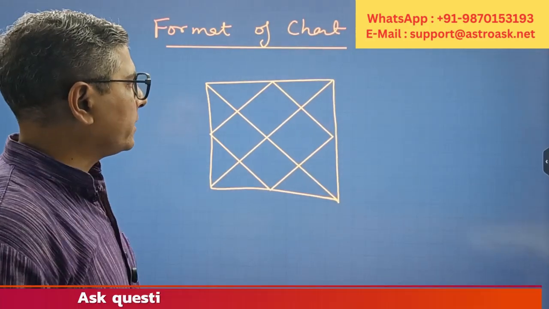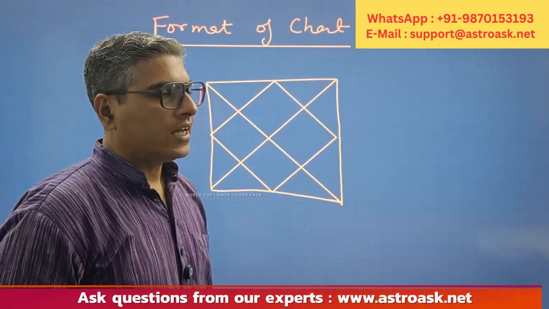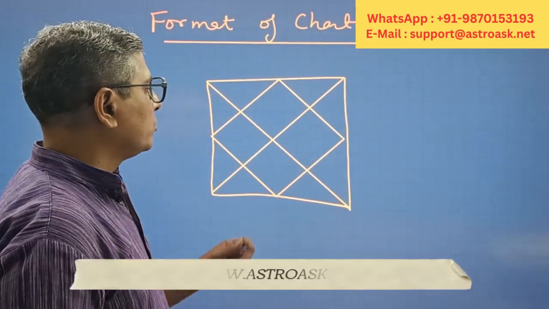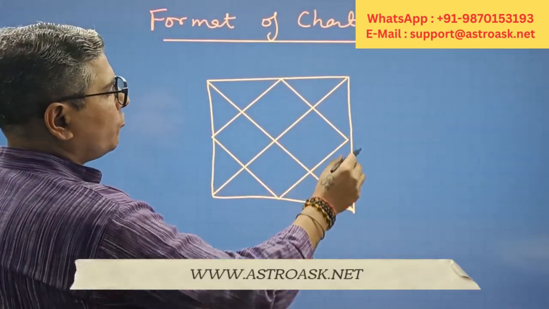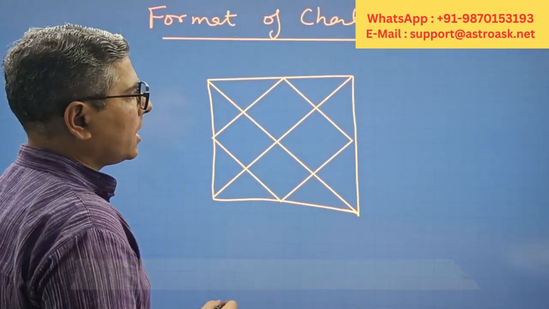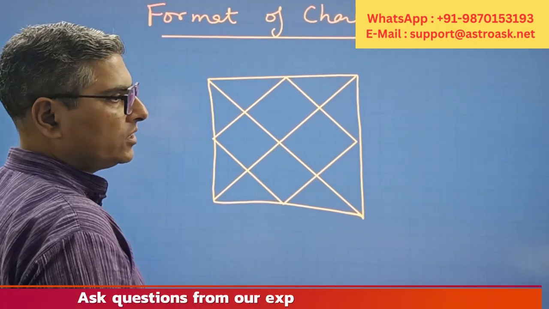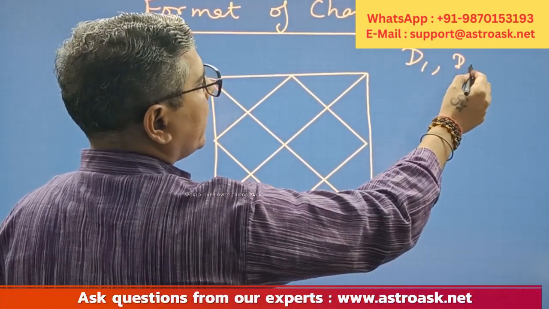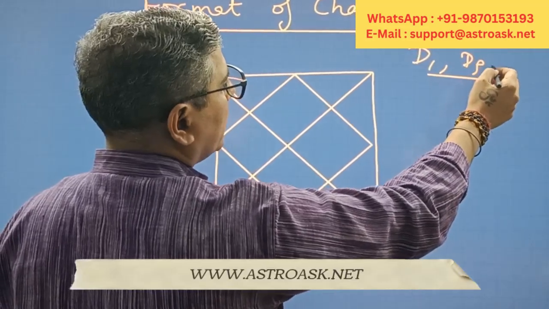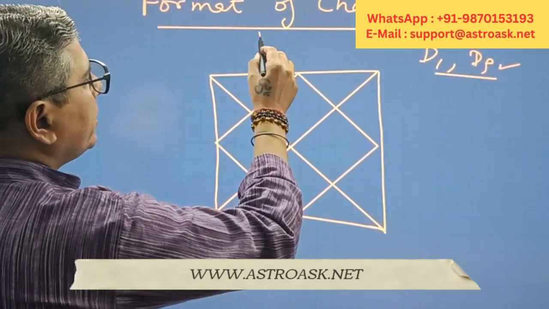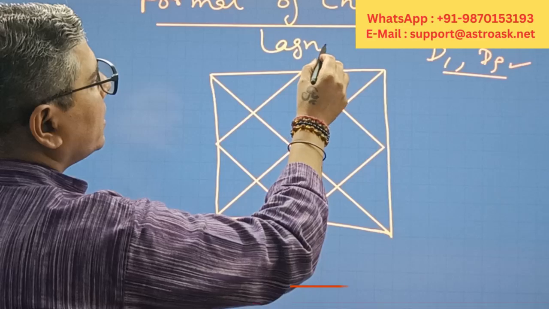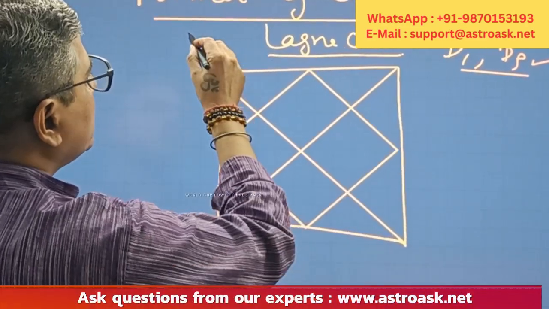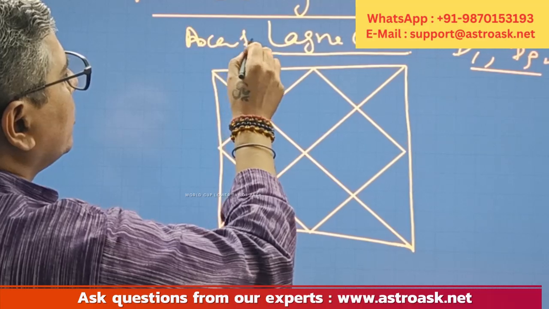You will see a format like a square, and in that another square and the diagonals are there. So this is the basic format of a Vedic astrological chart, and there are different charts as well, which are D1, the Lagna chart, and D9, the Navamsha chart, and all those. So right now we are discussing the Lagna chart, which is also known as the ascendant.